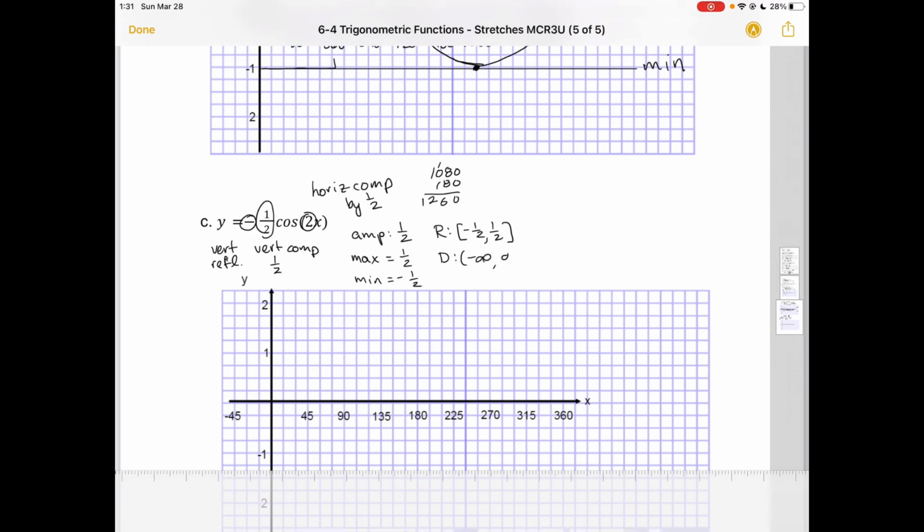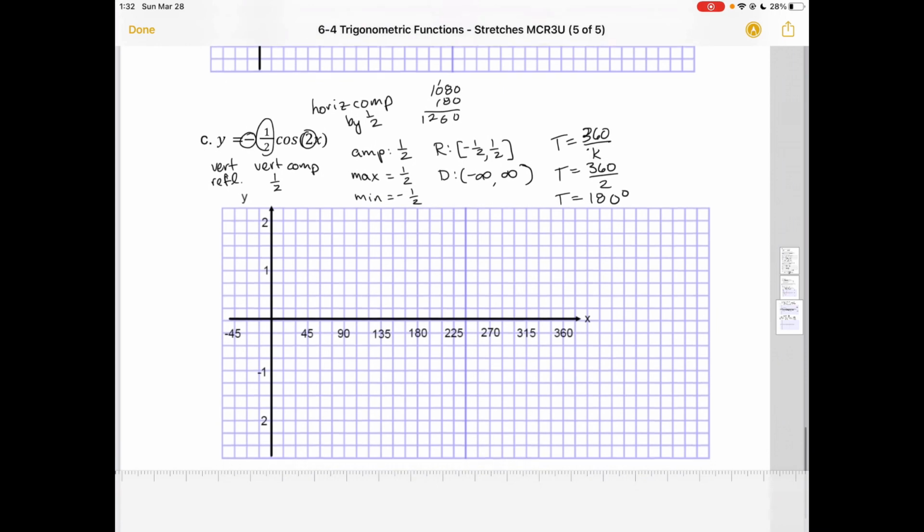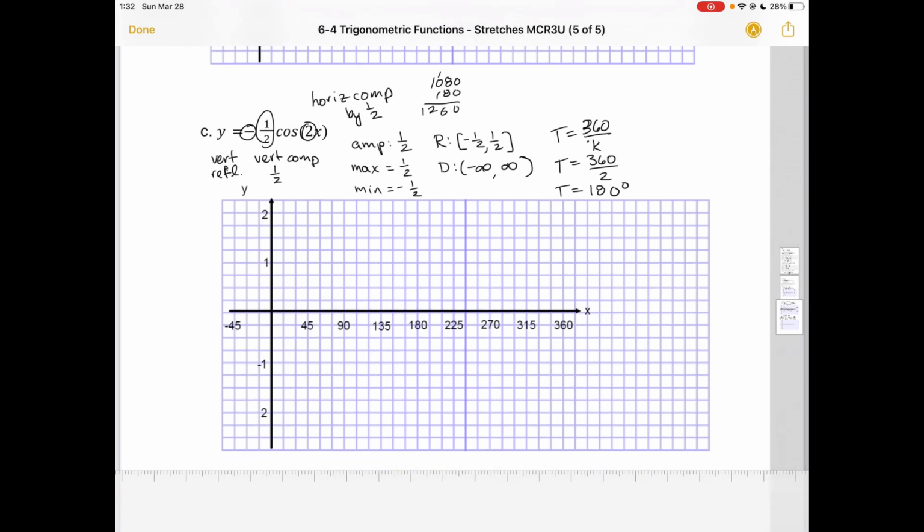My domain is unchanged. And then the last one, my period, has also changed, using the equation 360 divided by k. My k value in this case is 2. So I've got 360 divided by 2. My period is now 180 degrees. So a full revolution of cosine happens in 180 degrees instead of in 360 degrees. So that will fit on our scale here. We could actually draw 2 cycles if we wanted to.